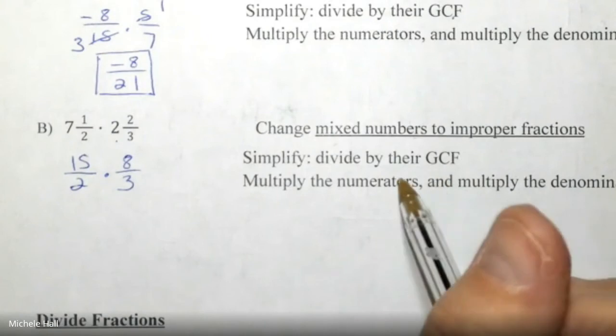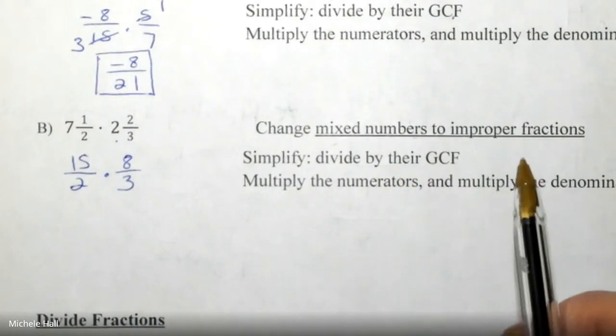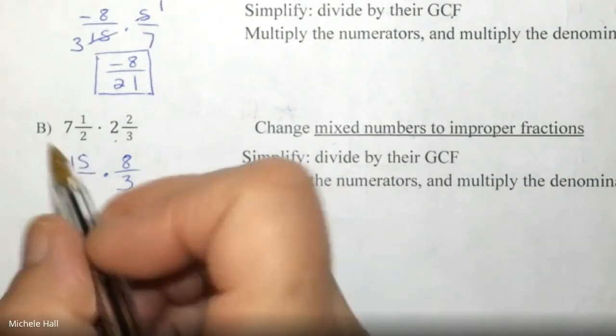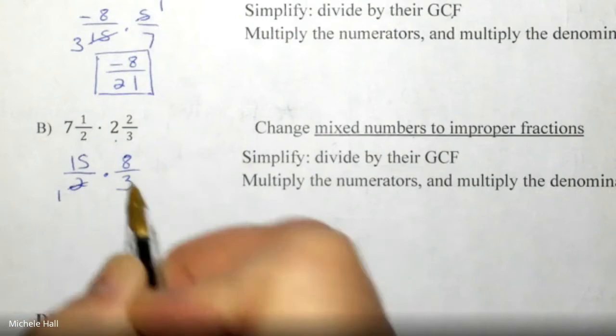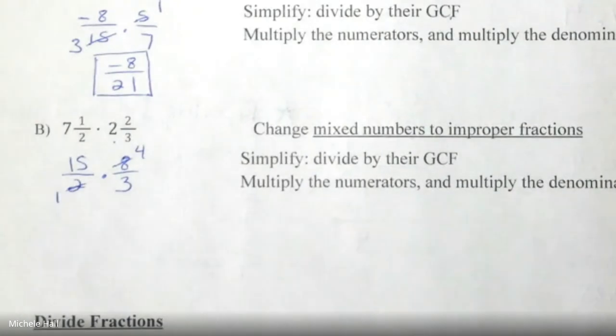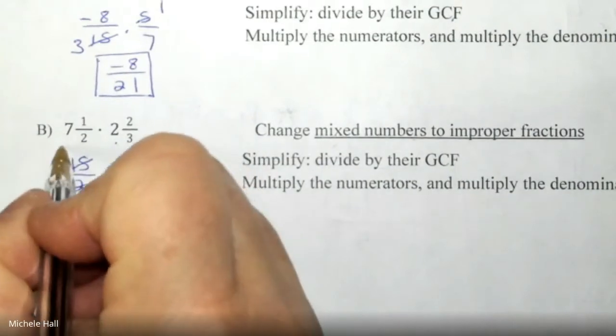Do I have any simplifying with the GCF? Caitlin, you have both of them. So tell me what to do for 2 and 8. Divide by 2. 2 divided by 2 is 1. 8 divided by 2 is 4. How about you, Evan? Is there any cross-canceling to be done here? Yeah. What's the common factor I'm going to divide out? 3. 3 divided by 3 is 1. 15 divided by 3 is 5.